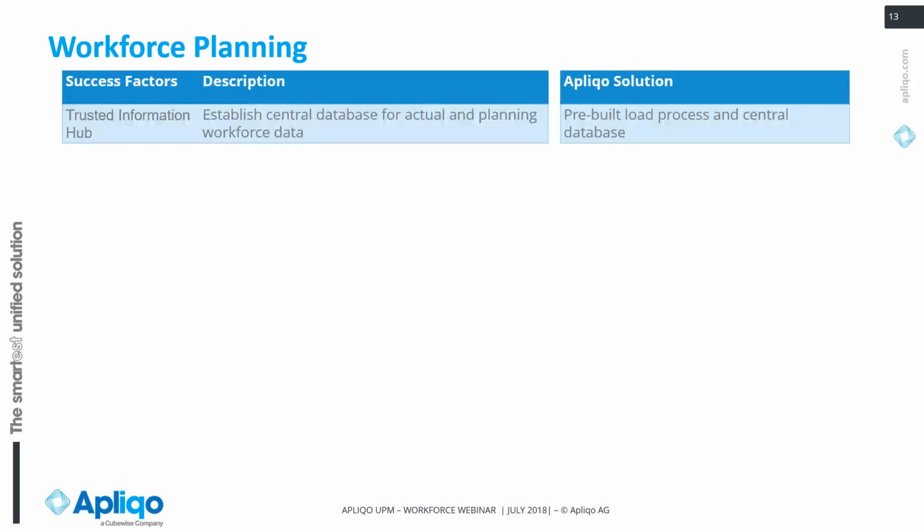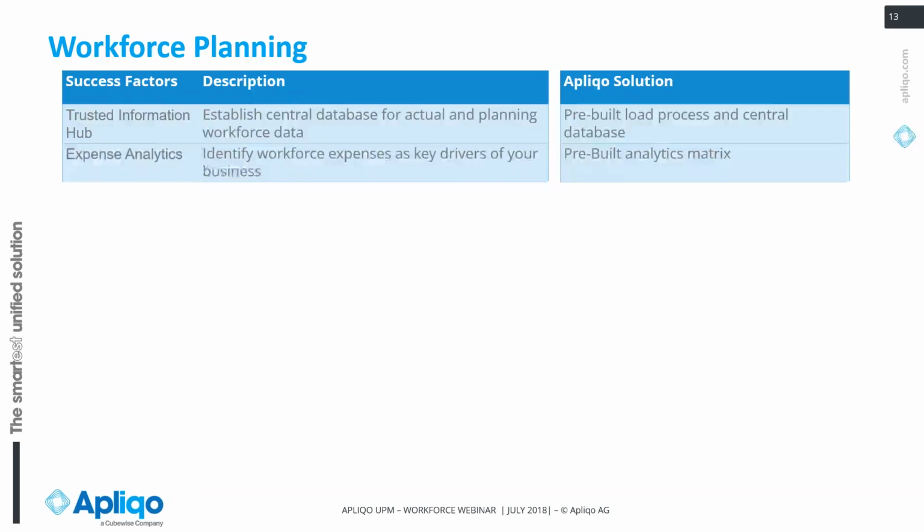When we summarize this, one of the key success factors is really to build a trusted information hub where you can establish a central database for actual and planning workforce data. And when we take this into context of the solution which we have shown, there is a pre-built load process included and a central database, which is the TM1 technology, which is used by a lot of companies around the globe to do this kind of planning and reporting.